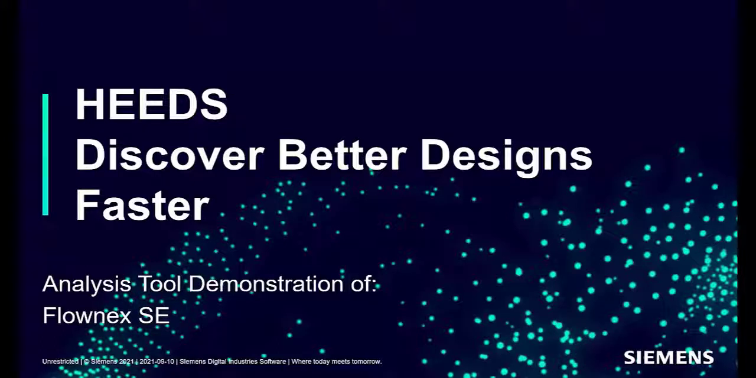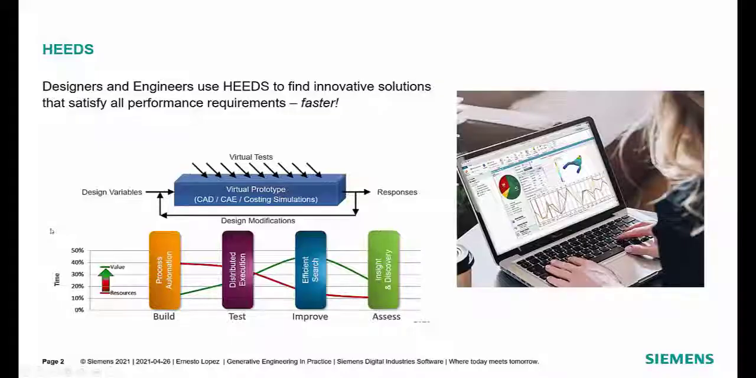In this video, I will show you how we integrate HEEDS with Flownex SE software to discover better designs faster. HEEDS MDO is a design space exploration and optimization software package that provides great value to organizations by accelerating product development and reducing overall cost. It allows a user to automate their design workflow and rapidly make modifications, all in search of an optimal design. It is built upon 4 pillars: process automation, distributed execution, efficient search, and insight and discovery.